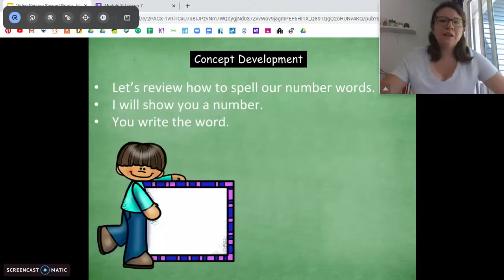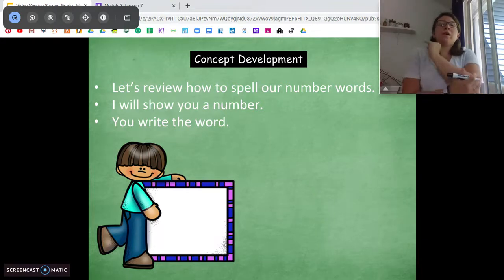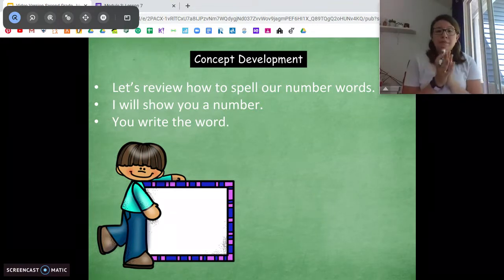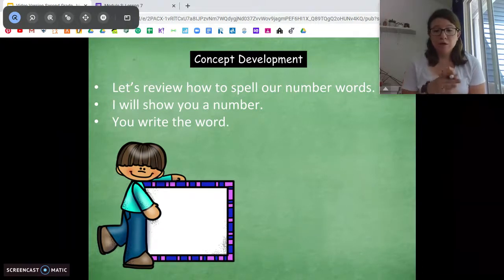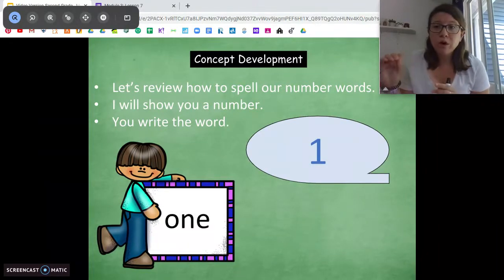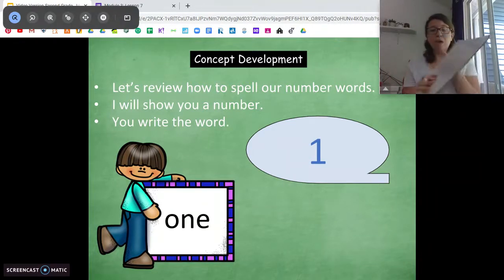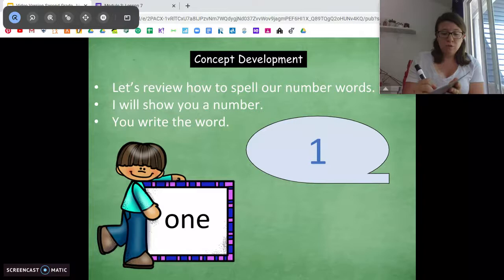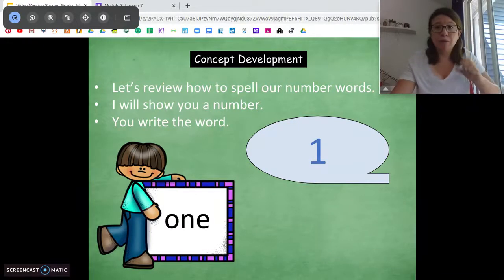All right. So today, this is where you need your paper and pencil. We're going to review how to spell our number words. What I want you to do to start is write the number words. Write the words for numbers 1 through 10. Don't just write me a number 1. I want to see the word 1. Okay? Pause the video, write out the numbers 1 through 10, and then we're going to go over it.